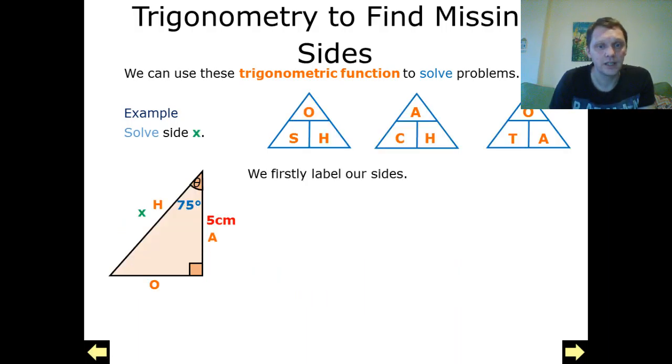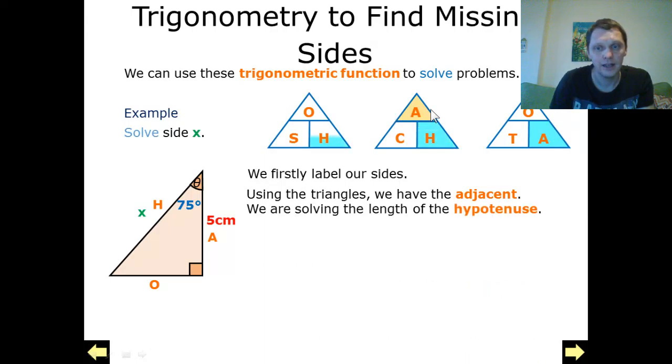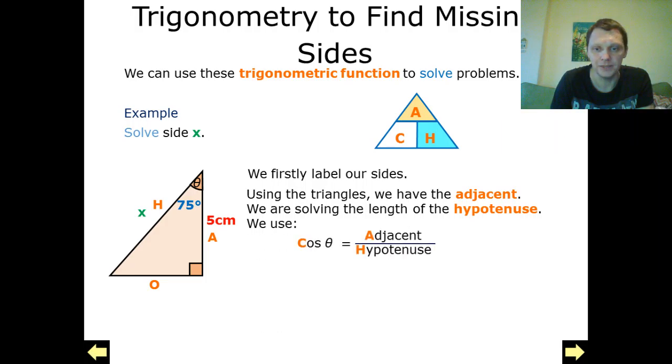Here's another example. So this time, as always, label our sides first, and I'm looking to solve x, which is my hypotenuse. So firstly, I've got a length for my adjacent. So here I've highlighted my two adjacents. And I'm looking to solve my hypotenuse. And the only triangle that's allowing me to do that is the triangle with cos or cosine. So that's what I'm going to be using.